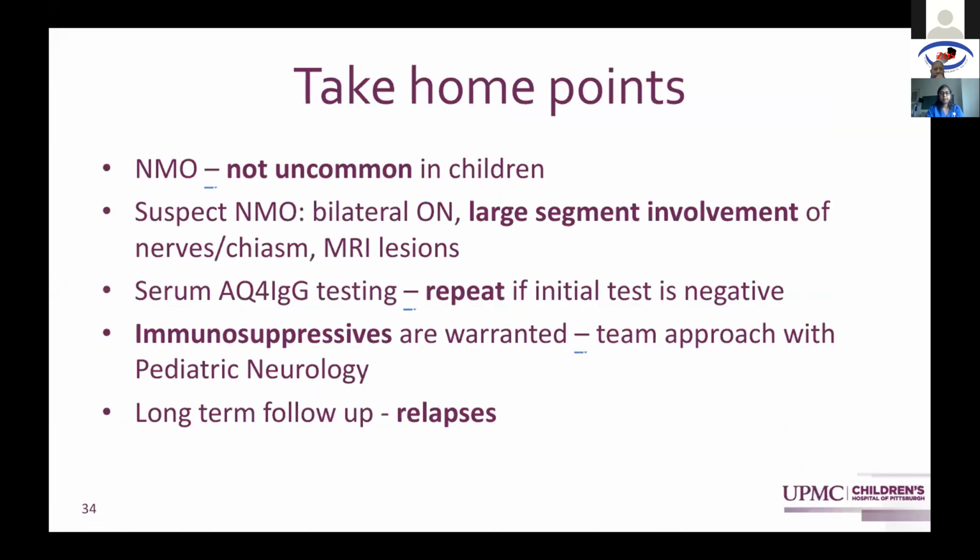So just to wind up the take-home points, NMO is not as uncommon in children as we thought it used to be. You would suspect NMO when there's bilateral neuritis, long segment involvement of the nerves extending into the chiasm, the typical MRI lesion, especially area postrema syndrome. Serum aquaporin testing is not foolproof, and you might want to repeat if the initial test is negative. Immunosuppressives are warranted right from the get-go, and a team approach with neurology often helps in reducing the relapses, and a long-term follow-up is required.